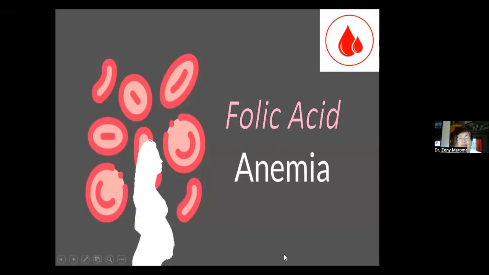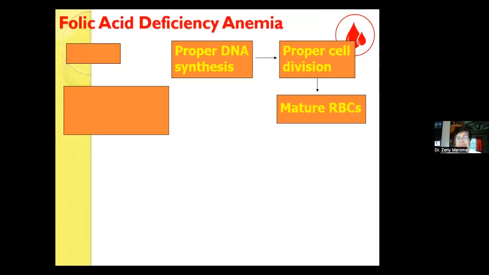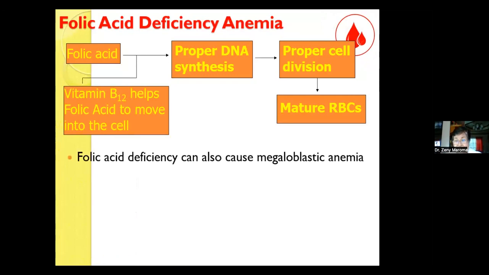Okay. What is FADA? Folic acid deficiency anemia. This is what we call FADA. Folic acid deficiency anemia. Okay. What is folic acid for? Folic acid together with vitamin B12 is needed for maturation of RBC. So, when folic acid is lacking, we will also have an abnormal increase in size of the RBC. That's why it is still megaloblastic. Okay.